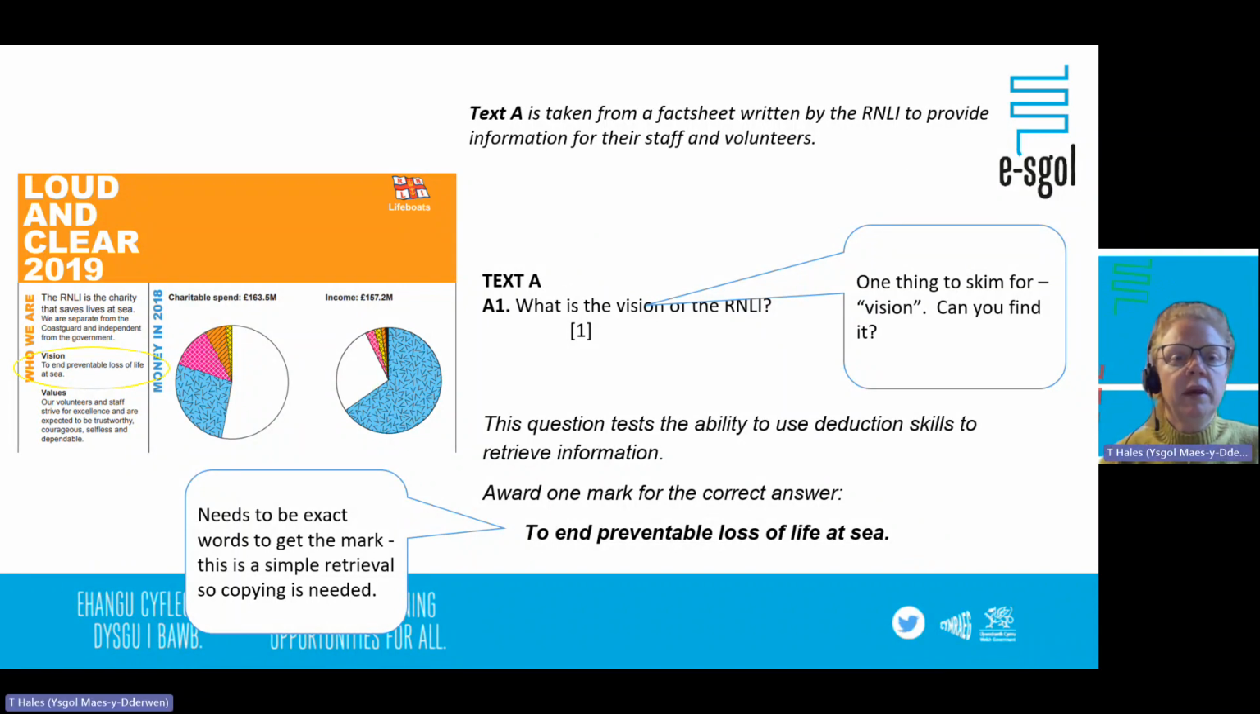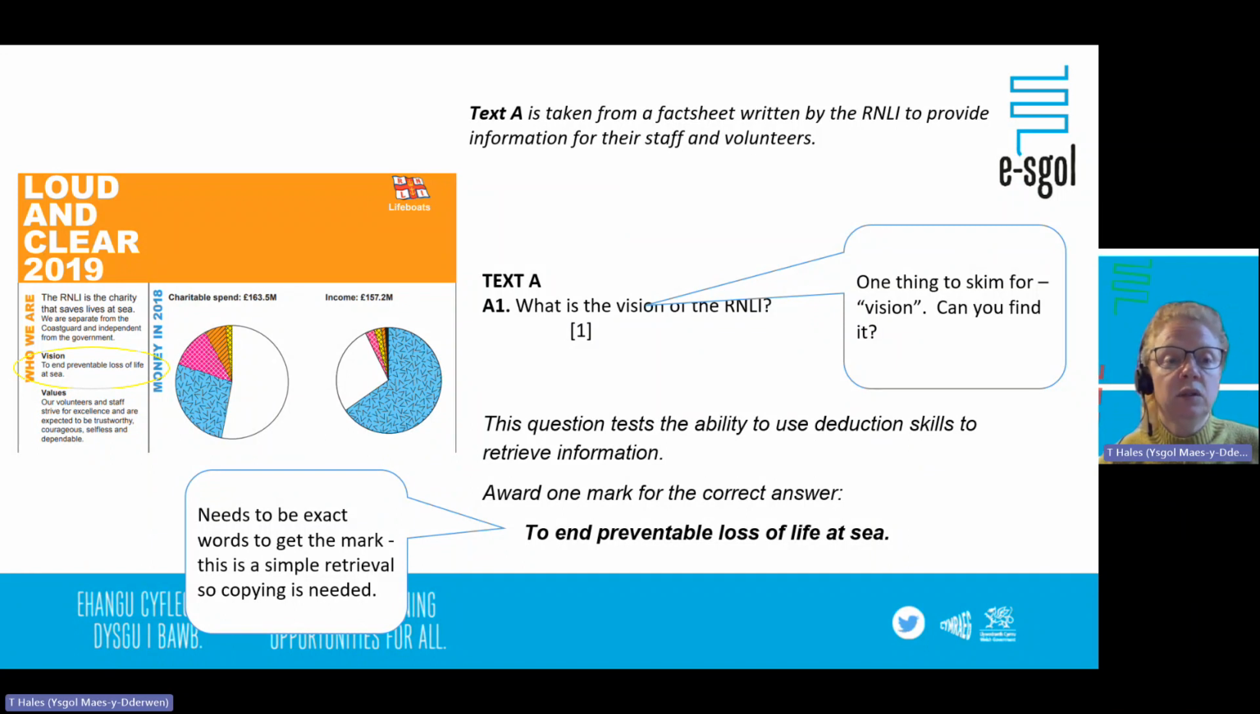So the examiner is asking you to use your deduction skills to retrieve information. It's a find and copy. There is only 1 mark available, and that 1 mark would be given to you if you've written down that the vision of the RNLI is to end preventable loss of life at sea. You can see the examiner hasn't put it in a full answer. They've literally just written down the phrase "to end preventable loss of life at sea." You would be given the mark if you put it in a full sentence. You wouldn't lose marks if you didn't put it in a full sentence. So this is one of the ones where you can literally just write that phrase down. So hopefully you can get it right.